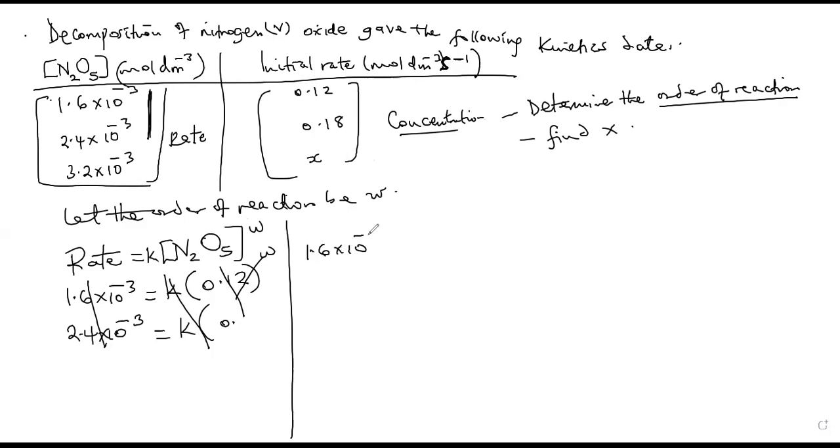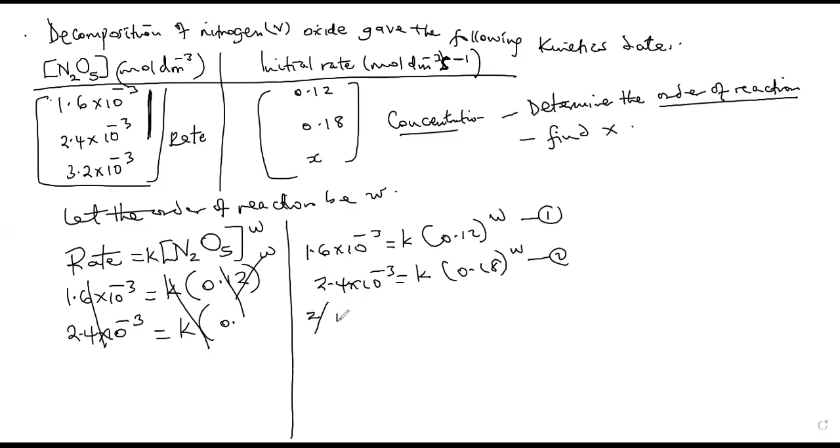1.6 exponent negative 3 is equals to K 0.12 power W, then 2.4 exponent negative 3 is equals to K 0.18 power W. Now you can divide these equations. If you divide 2 by 1, you're going to have your 2.4 exponent negative 3 out of 1.6 exponent negative 3 is equals to K 0.18 power W out of K 0.12 power W.